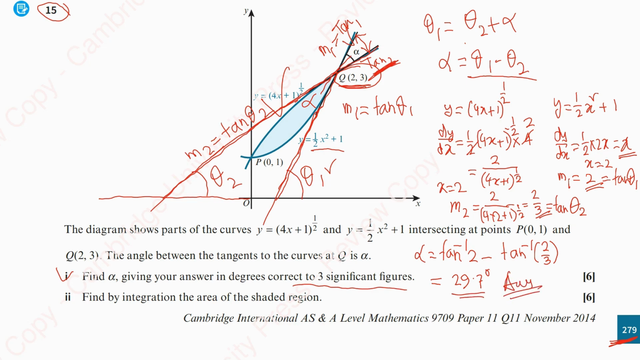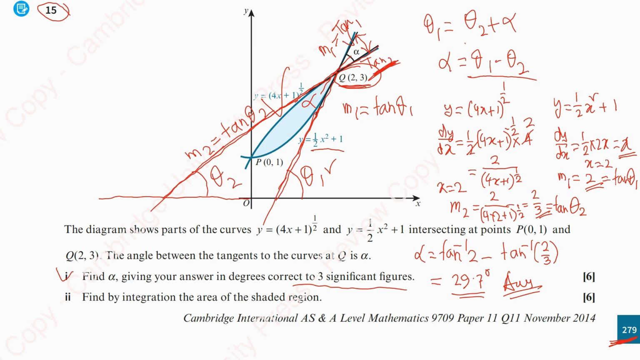Hope guys you understood from here. Actually you have to solve this question according to the definition of the tangent of a straight line. So two tangents make an angle alpha here. The definition of the gradient of a straight line is the tangent of the angle it makes with the x-axis.